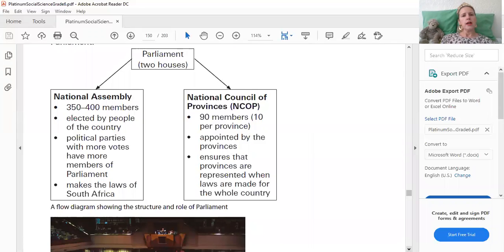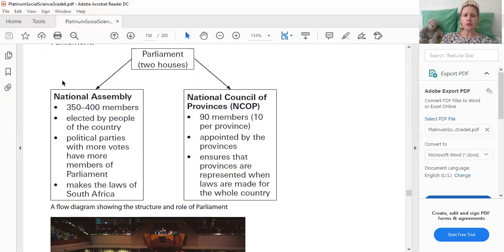Now have a look at the two houses of Parliament. All right. Number one is the National Assembly. Now, what do we always know that national means? It means the country, because international is between countries or worldwide, but national is our country. So we have the National Country Assembly. When we have assembly, what are we doing? We are meeting and gathering. So National Assembly is the country meeting.